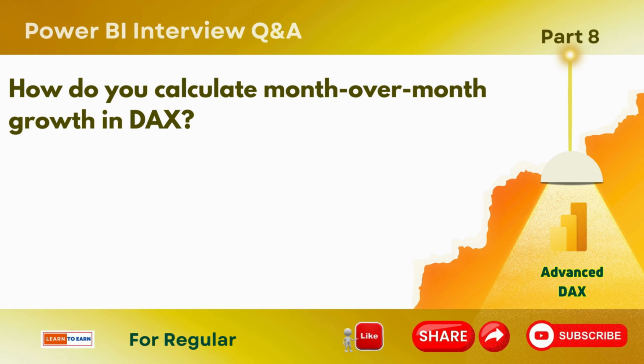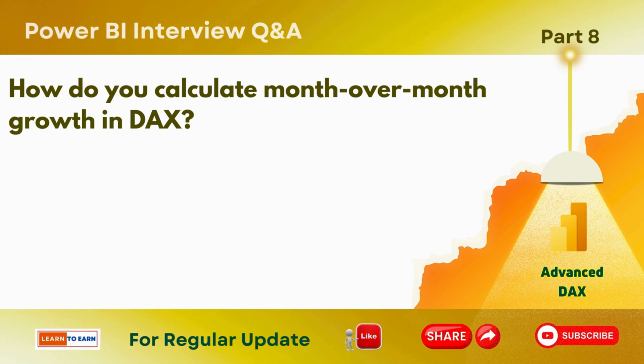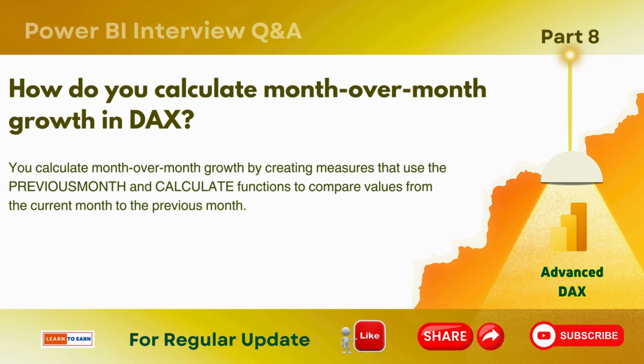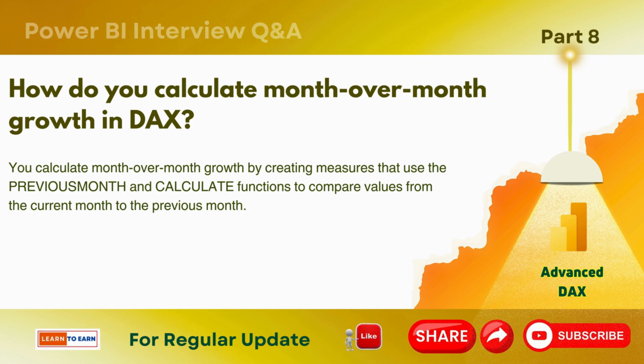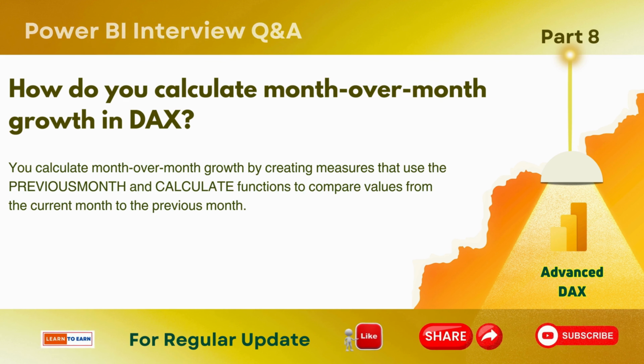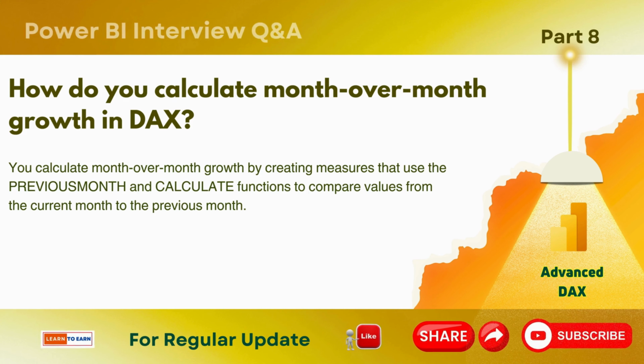How do you calculate month-over-month growth in DAX? I calculate month-over-month growth by creating measures that use the PREVIOUSMONTH and CALCULATE functions to compare values from the current month to the previous month.